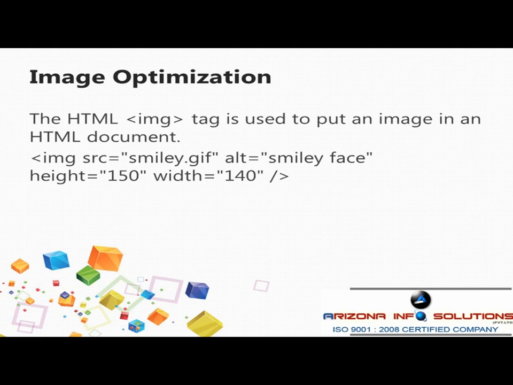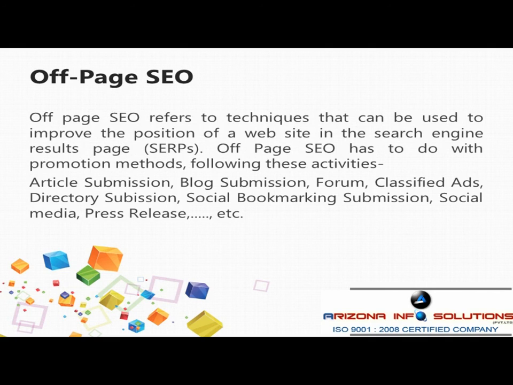Image optimization. The HTML img tag is used to put an image in an HTML document. <img src="smiley.gif" alt="Smiley face" height="150" width="140">.